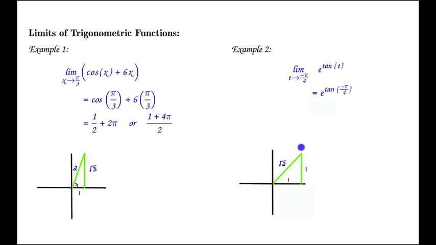So here is our pi over 4 triangle in the first quadrant. And we need to put this triangle into the fourth quadrant to get the minus pi over 4 angle. And so what that does is it gives us a -1 on the y component. The x component still remains 1. Tangent is the ratio of opposite over adjacent, so we get -1 over 1. So our solution is e raised to the -1.